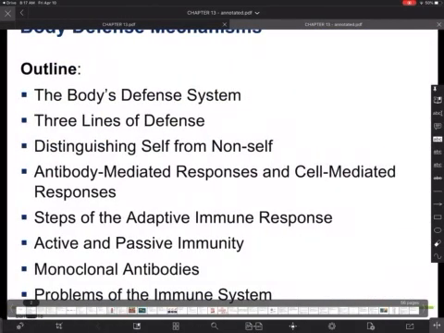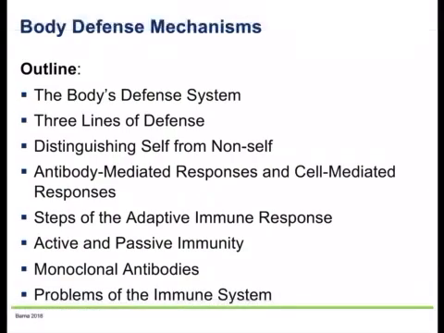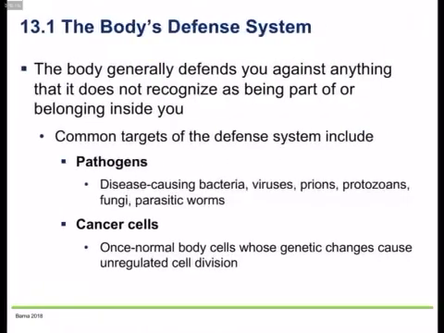Looking at the outline, we'll talk about the body's defense system. We'll talk about 3 lines of defense, distinguishing self from non-self, antibody-mediated responses versus cell-mediated responses, adaptive immune response, active and passive immunity, monoclonal antibodies, and problems or diseases of the immune system.